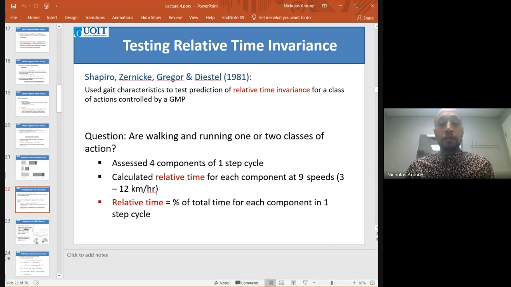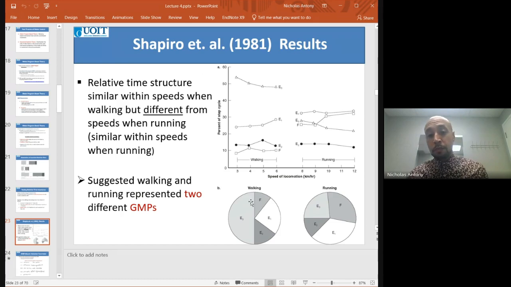They had people walking at 9 different speeds, and then they calculated the relative time that the person was in each aspect of the gait cycle. What they found was that with different speeds of walking, the percentage of time spent in each section of the gait cycle was the same. Whereas when they started running, all of a sudden the gait cycle percentages changed. So what would this finding be for those people? What would they say?